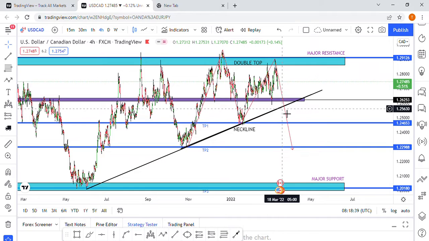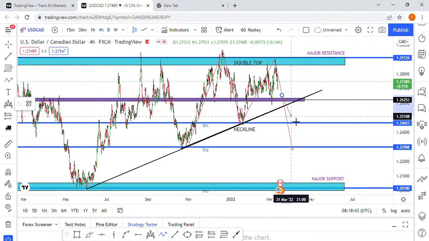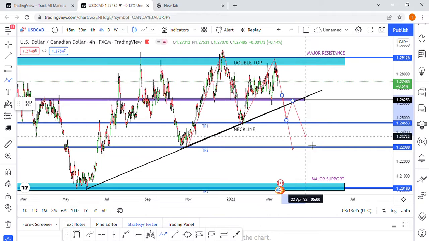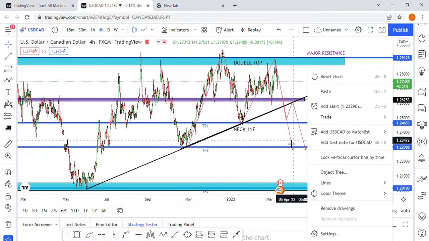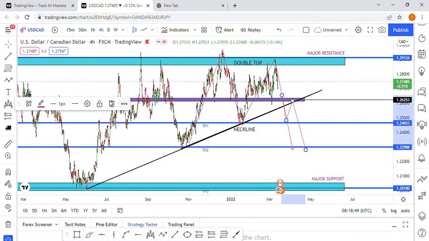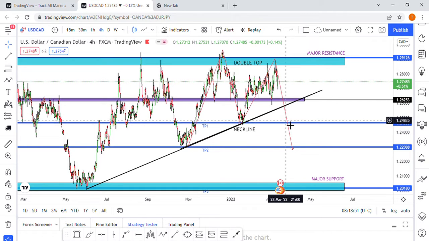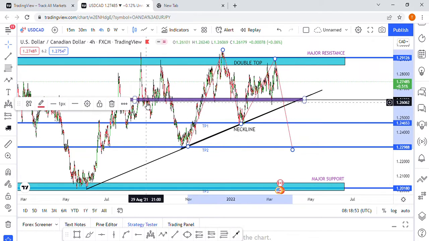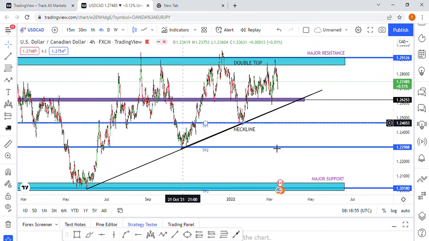What we would do is wait for price to break below, retest, and then shoot down. That's what price always does, break out and retest. So that's what I'm seeing on USD CAD. And another thing I'm also seeing in between this whole move, something like this.